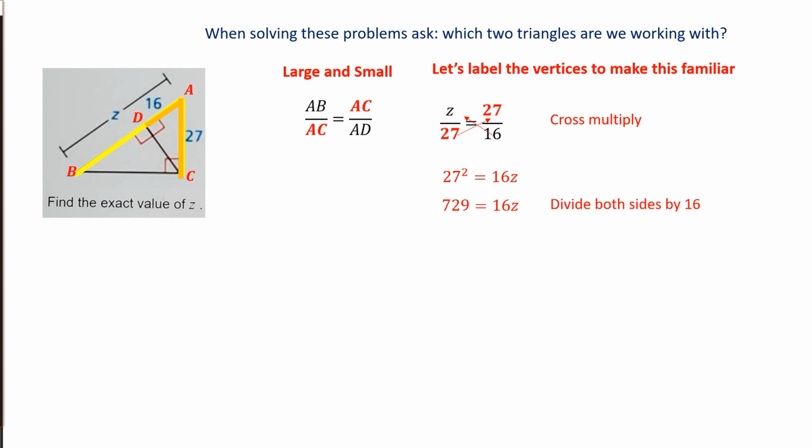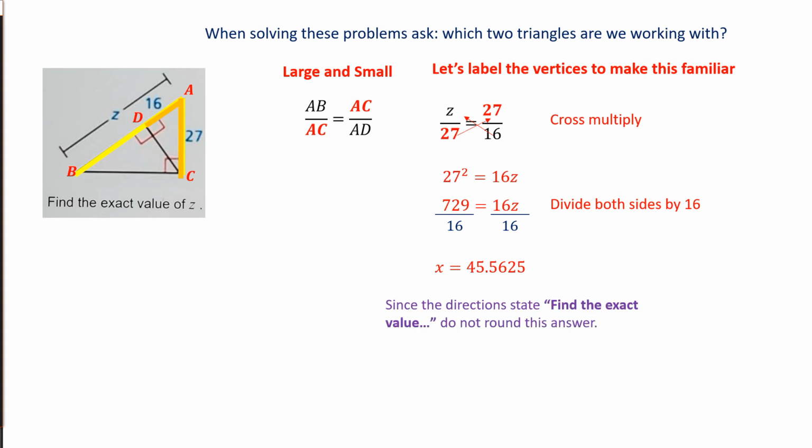We're going to divide both sides by 16 because we have to get z by itself. So divide both sides by 16. We get z equals 45.5625. You need to keep all of that because it said find the exact value. Don't round this answer. All right, I hope that helped.